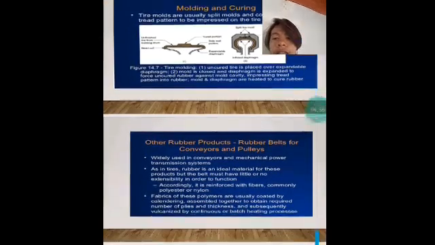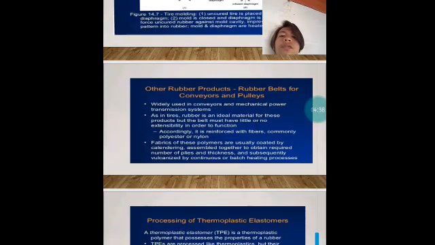So next is other rubber products. Rubber belts of conveyors and pulleys. Widely used in conveyors or mechanical power transmission systems, as in tires. Rubber is an ideal material for these products, but the belt must have little or no extensibility in order to function. Accordingly, it is reinforced with fibers, commonly polyester or nylon. Fabrics of these polymers are usually coated by calendering, assembled together to obtain the required number of plies in thickness, and subsequently vulcanized by continuous or batch heating processes.